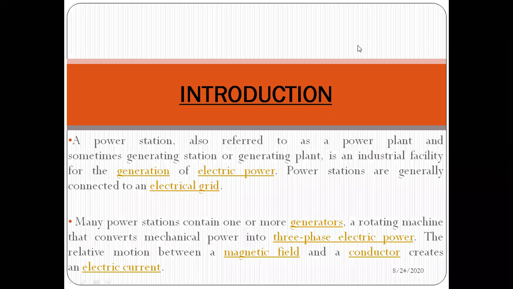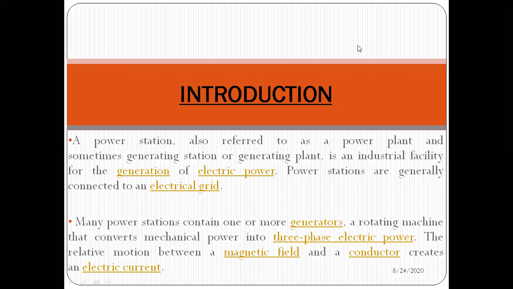So as I have already told you, in your syllabus you have the 4 types of generating stations. We will discuss one by one what these types of generating stations are, where they can be installed, what the advantages and disadvantages of all these types of generating stations are, and after that.